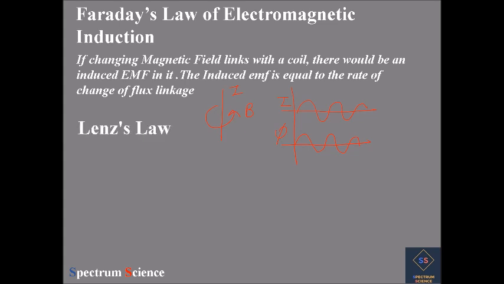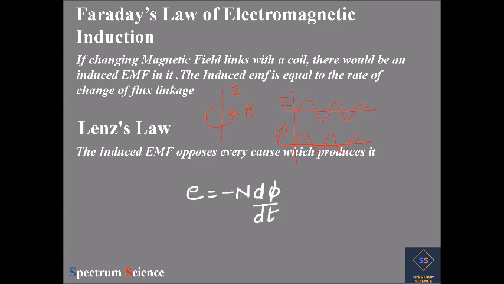Now let us see what Lenz's law states. The induced EMF opposes every cause which produces it. When this voltage is developed around the conductor due to the varying flux change, this voltage will oppose that change, therefore a negative sign is incorporated in it, that this voltage will oppose the change of flux linkage. This is the combination of Faraday's law of electromagnetic induction and Lenz's law.